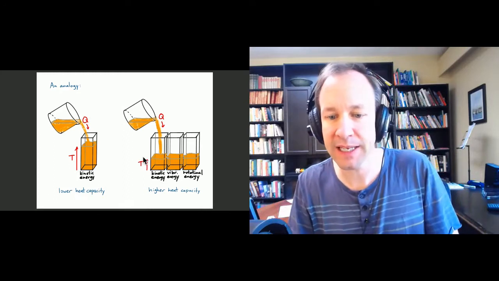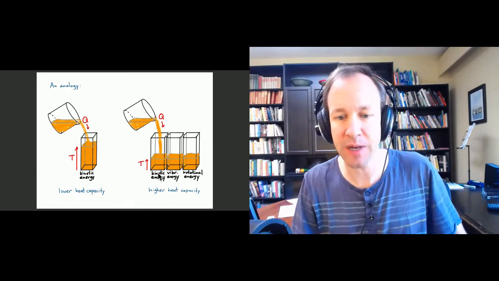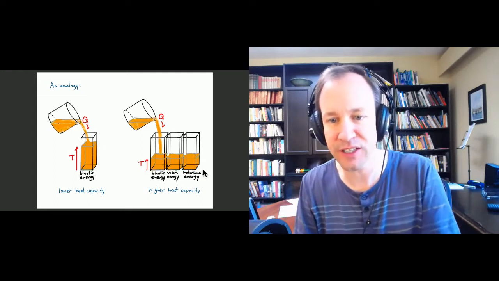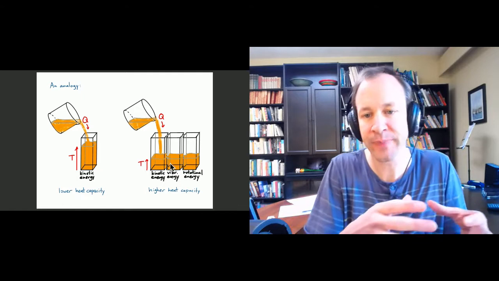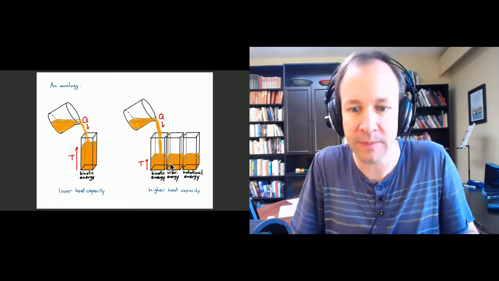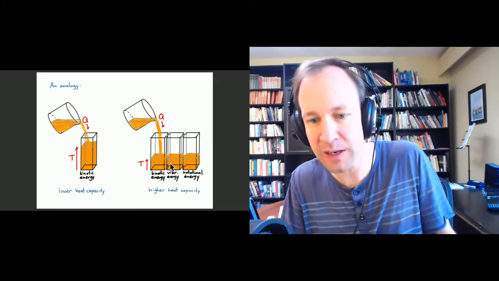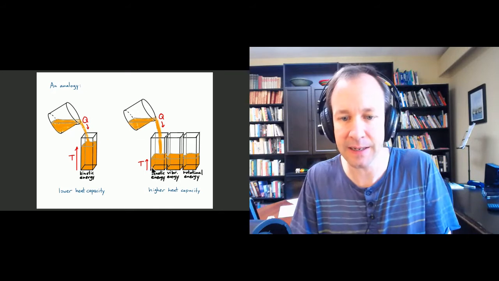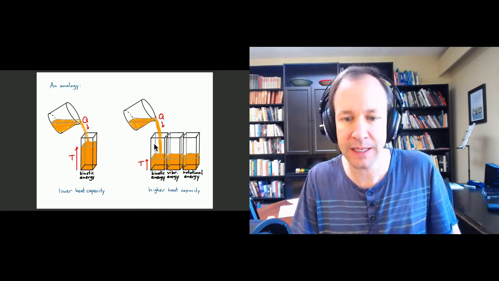For more complicated molecules, where we have the possibility of kinetic energy and vibrational energies and rotational energies, it's like a container that has more parts to it. And now if I pour in the orange liquid, it gets distributed between the different parts. And so the temperature, which is like the height of the water, goes up more slowly.